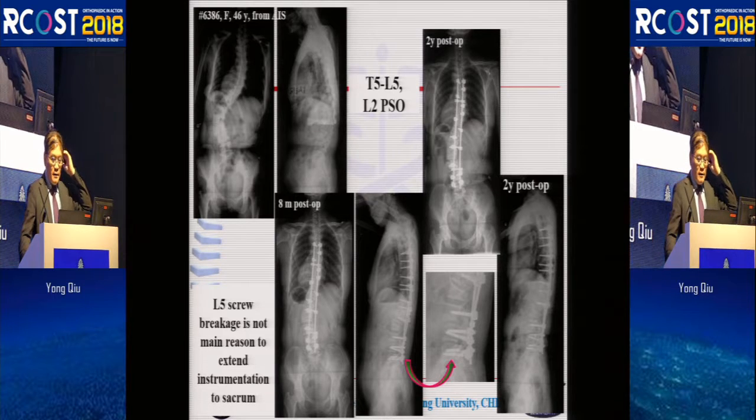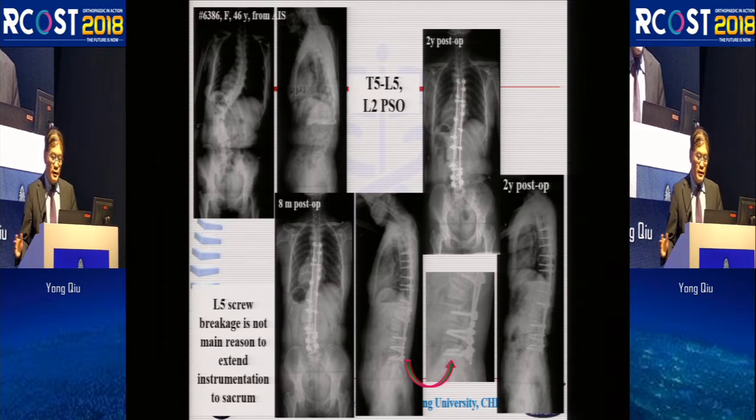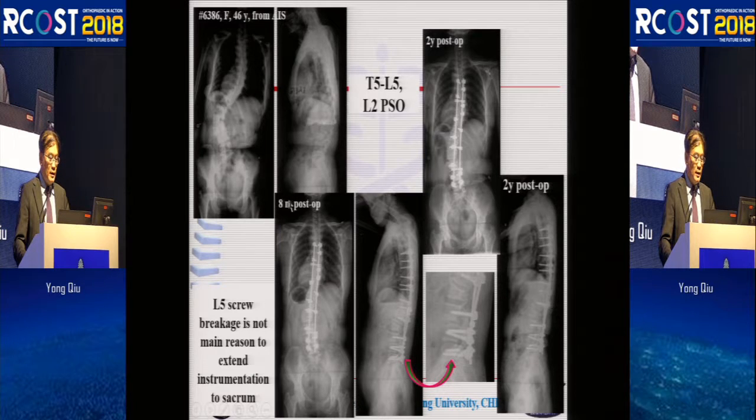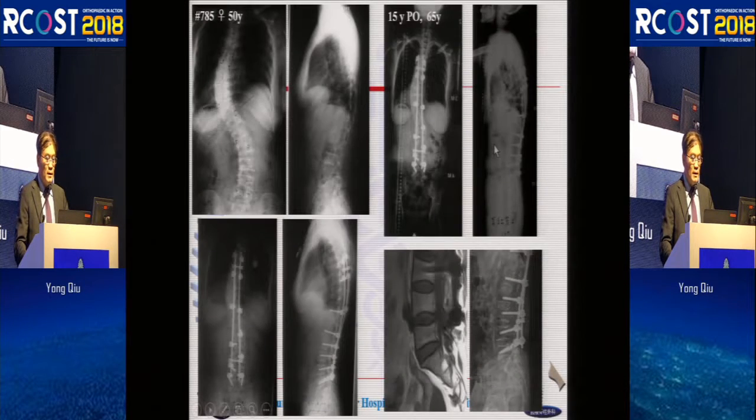degeneration. In part, this conclusion is okay. For instance, this patient with long instrumentation, L2 PSO, at 8 months after surgery, 2 L5 screws are broken. Unfortunately, the patient doesn't complain of anything, so we didn't do revision surgery. At 2 years follow-up, the instrumentation is well maintained. Maybe this is because the patient has idiopathic scoliosis. If it is degenerative scoliosis, maybe the patient will develop imbalance in the coronal plane.